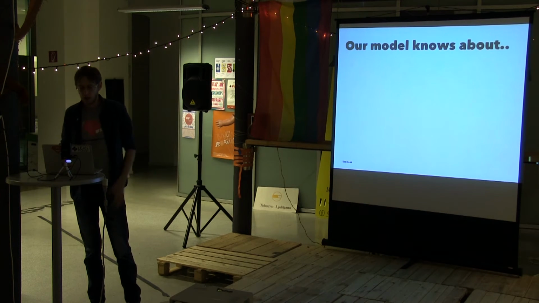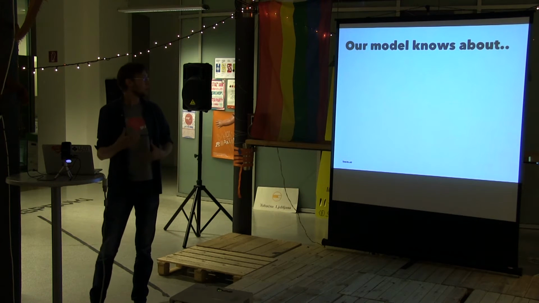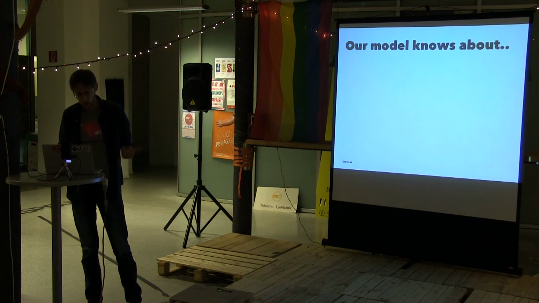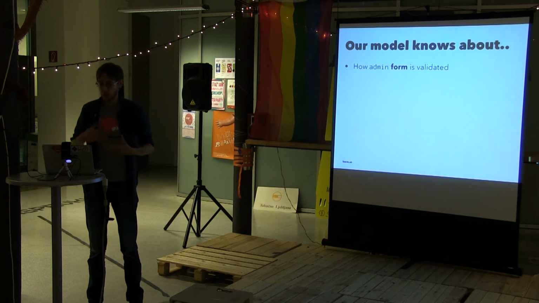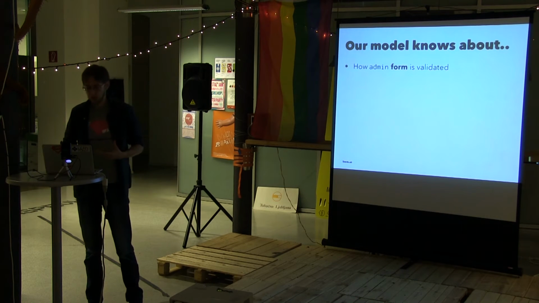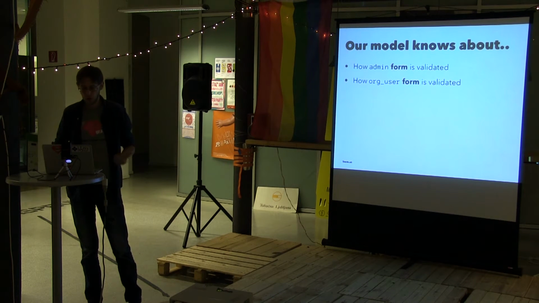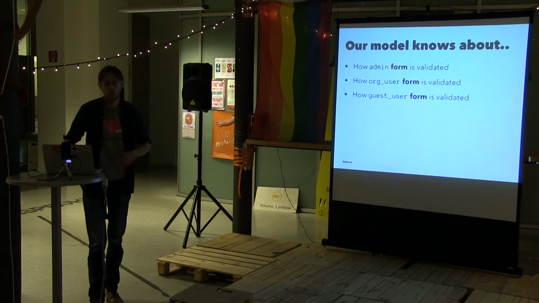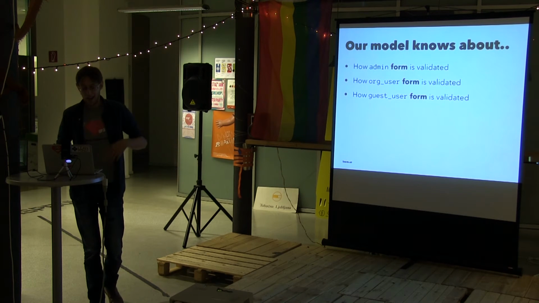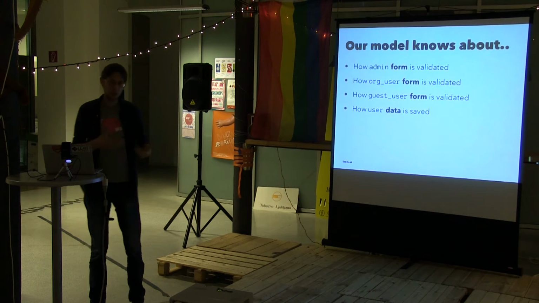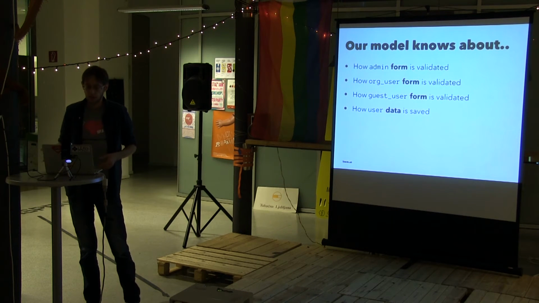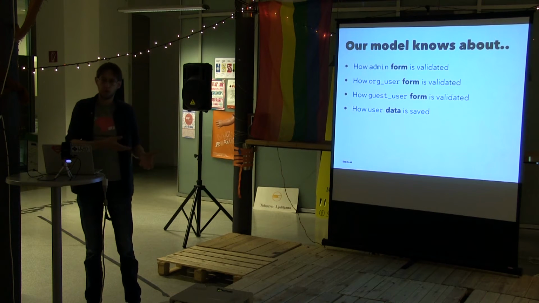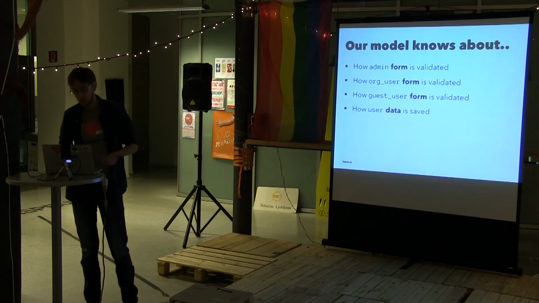So I decided to think about this situation, and I realized that my user model is going to know how one kind of form is going to be validated, how org user form is going to be validated, how guest user form is validated, and how to store the data. This is actually what Active Record provides us. So it looks like I'm going to put 4 different responsibilities into a single model.